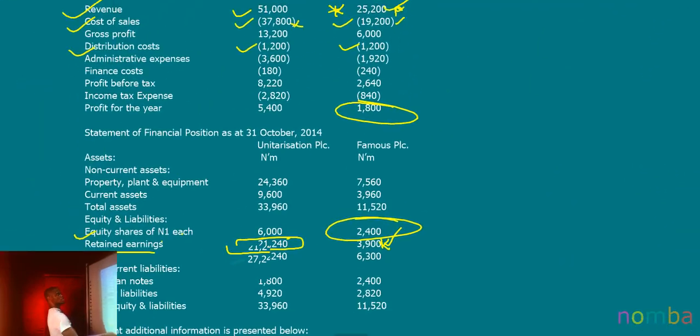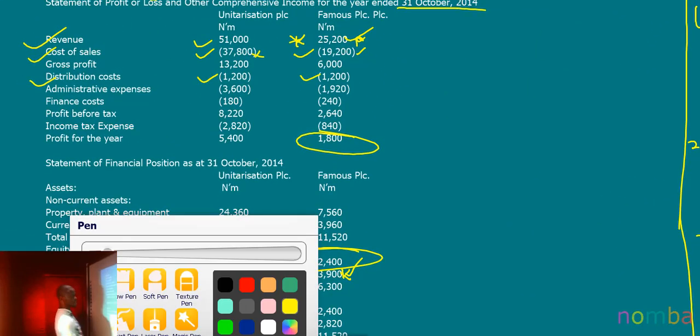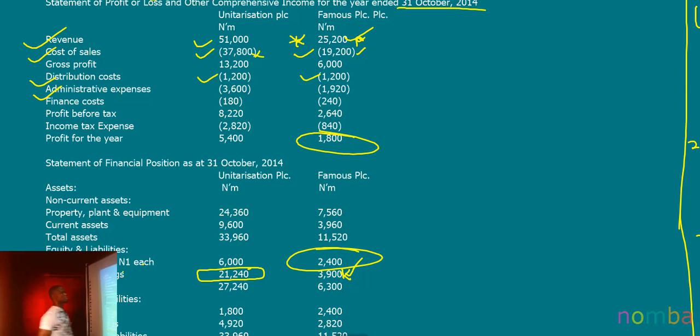So, in my question, the next amount here is the administrative expenses. That of Unitarization was 3,600. That of Famous was 1,920. So let's get the post-acquisition figures for Famous. That is 1,920 divided by 2. That's 960. If you add the 3,600, that gives me 4,560.